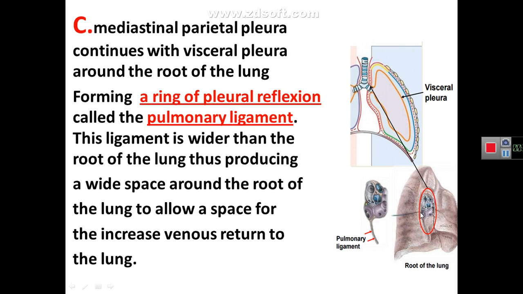It is shown here. This is the lung, and this is the root of the lung containing the bronchi, pulmonary artery and vein. And you can see that the root of the lung is surrounded by a reflection of the visceral pleura to be in continuity with the mediastinal pleura, and this reflection is called pulmonary ligament. This pulmonary ligament has a large size, larger than the root of the lung, in order to allow venous drainage from the lung, and also to allow a slight degree of movement of the root of the lung.